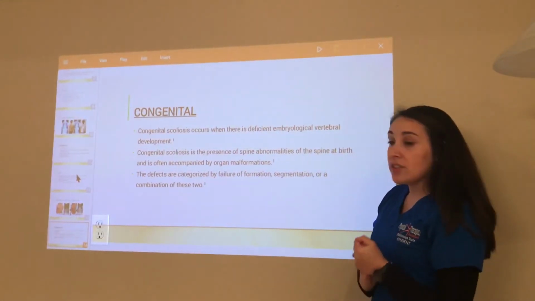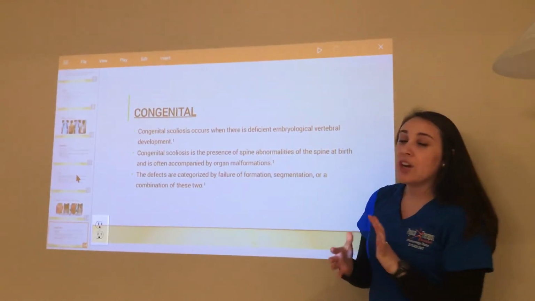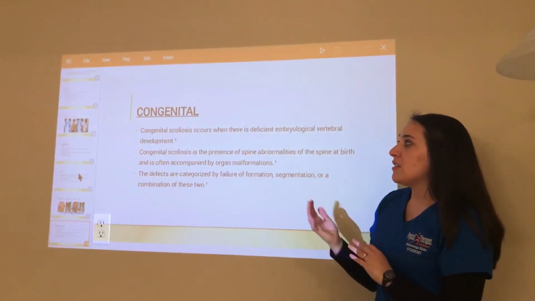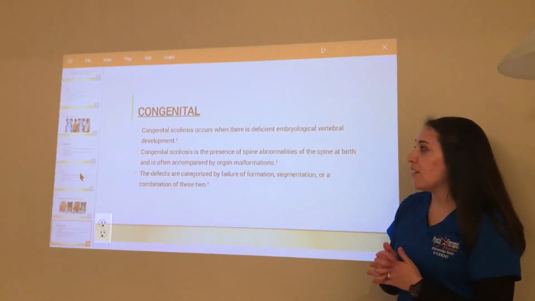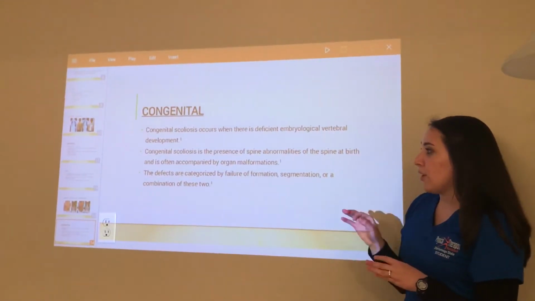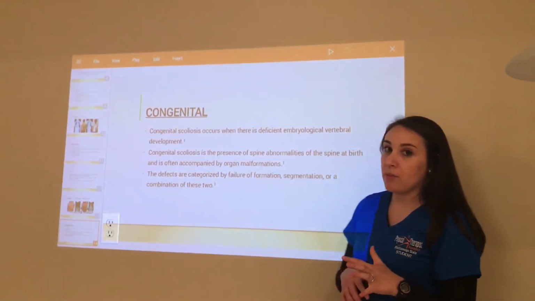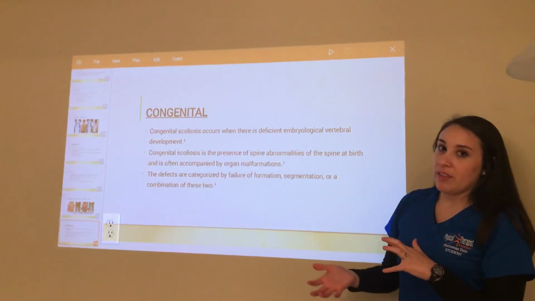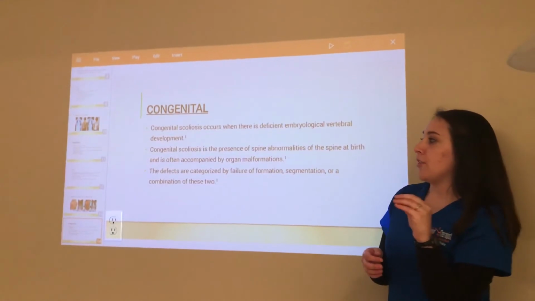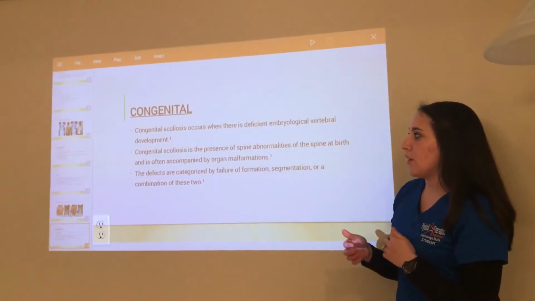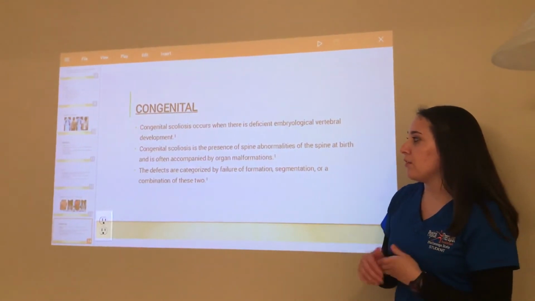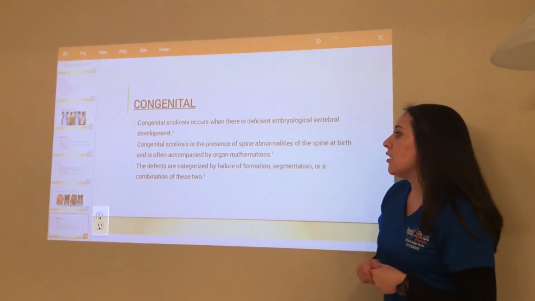So the third type is congenital scoliosis. It occurs when there is deficient embryological vertebral development. This usually occurs in the first 6 weeks of fetal development. Congenital scoliosis is the presence of spine abnormalities at birth and is often accompanied by organ malformations. So you're born with those spine deviations, and a lot of times as the baby grows, that compression has an overflow of malformations of the organs and other developmental things.